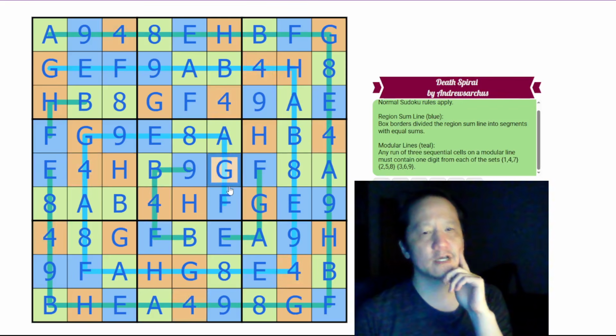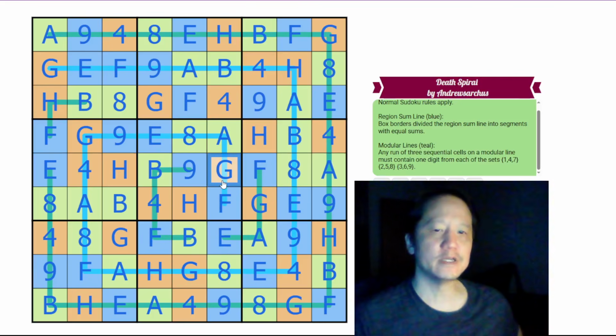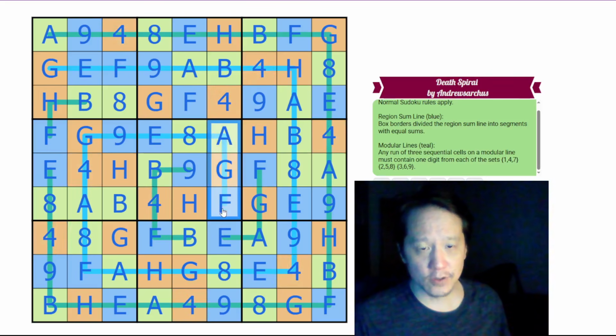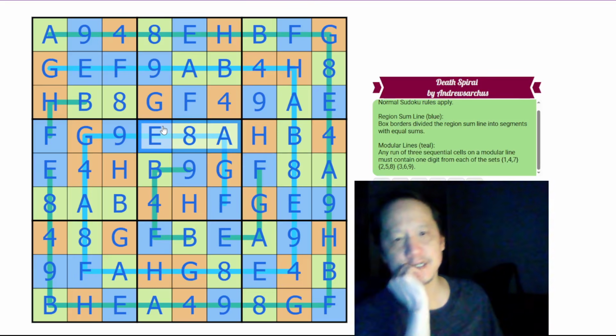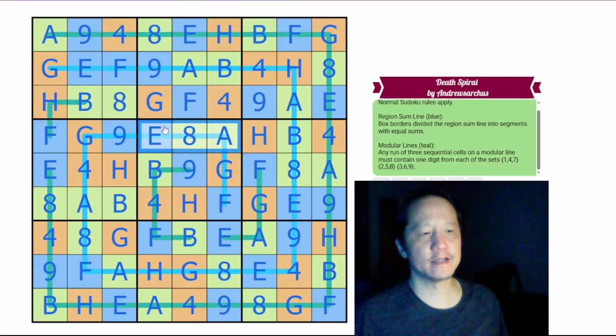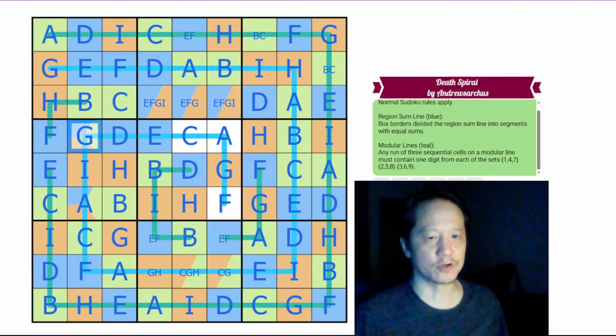And do we have a contradiction? We do have a contradiction, because you have to add up to 16. It's 1, 2, 3, 4, 6. Okay. And we have 8 here and 4 here, and that obviously doesn't work. So that's the contradiction, which is why F doesn't work there.